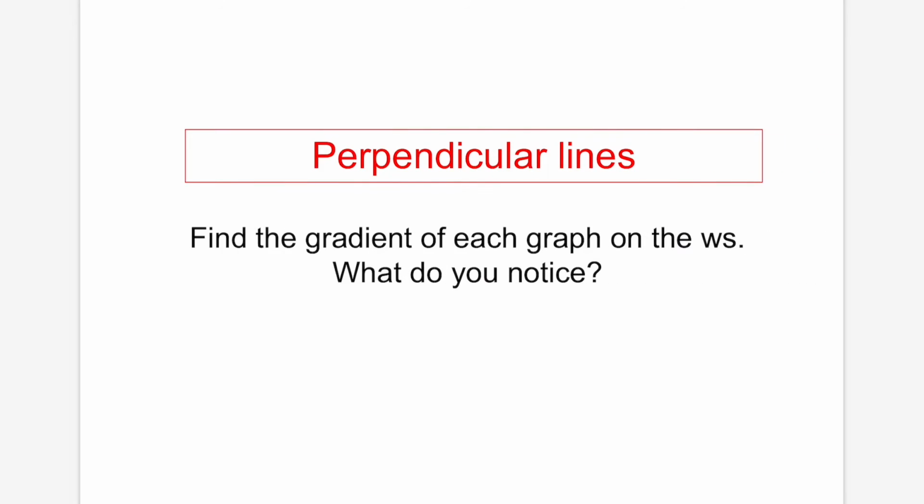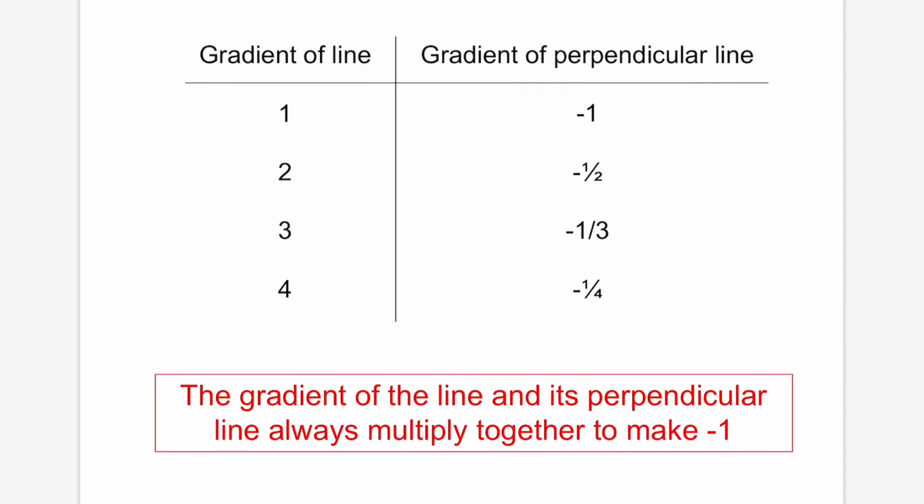If you have perpendicular lines, and perpendicular just means at a right angle to one another, then the gradients are the negative reciprocal, or the flip and swap. So you need to turn the gradient upside down, or find the reciprocal of it, and then you need to make it negative or positive, the opposite of what it was previously. And this means that they multiply together to make -1.